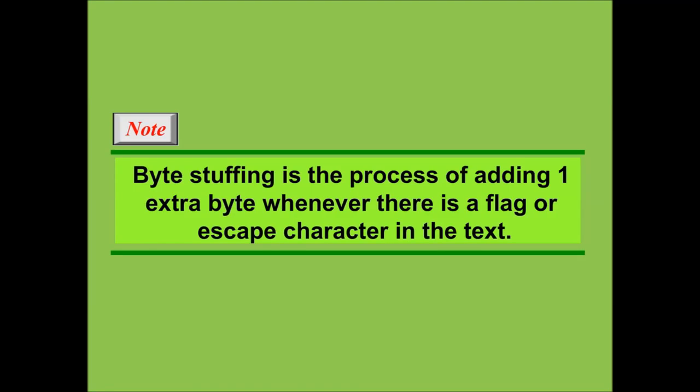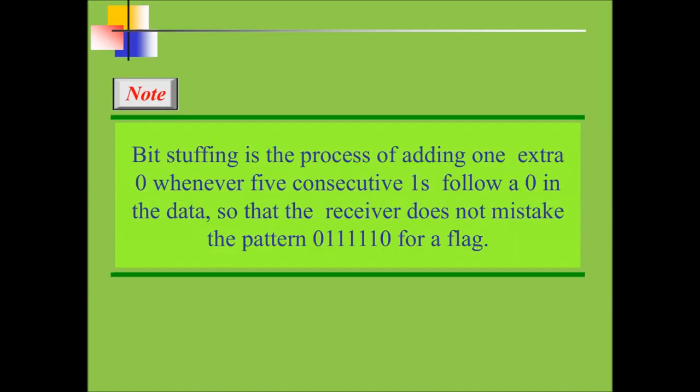Byte stuffing. Byte stuffing is the process of adding one extra byte whenever there is a flag or escape character in the data. So dear students, when the frame is being transmitted from source to destination, it has some fixed size length. If the total length of that frame is less than the fixed size, then the extra byte or extra bytes will be added or stuffed, to complete the minimum length of that frame. If the length of the frame is less than the required size, the extra bytes will be added. This concept is called byte stuffing.